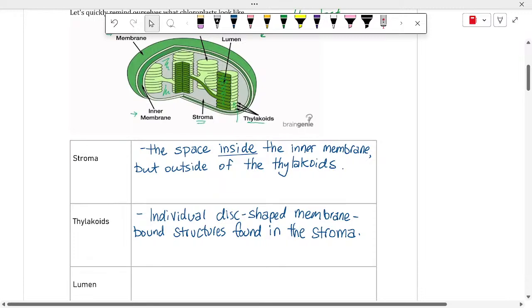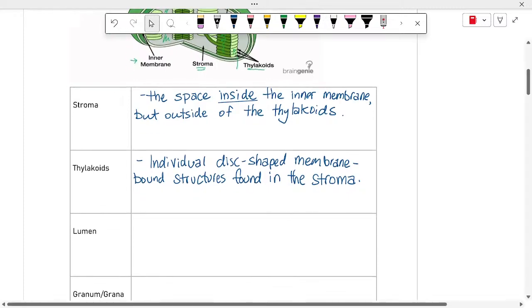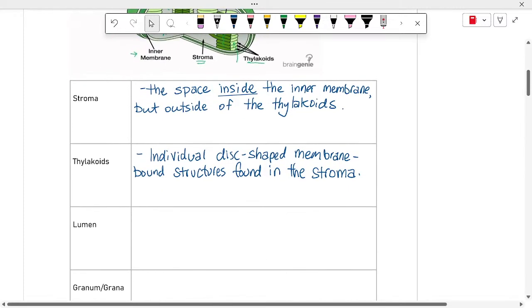All right, so we have the stroma, which is the space inside the inner membrane. Inside of those, we find the thylakoids. Inside of each thylakoid, there's a space filled with fluid. We refer to that space as the lumen. Great. So this is the space inside each thylakoid. Collectively, it's the space inside all of the thylakoids.